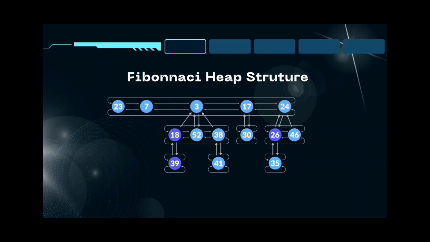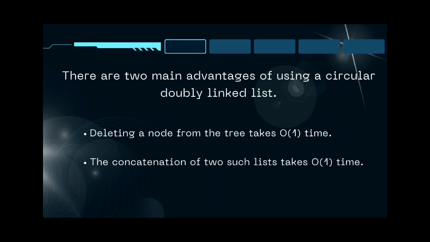So there are two main advantages of using a circular doubly linked list. First, deleting a node from a circular doubly linked list takes constant time. This is because you only need to adjust the pointers of the node's immediate neighbors. You don't need to traverse the list to find the node's position.